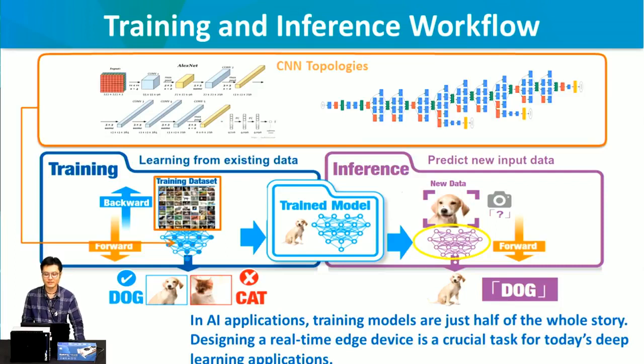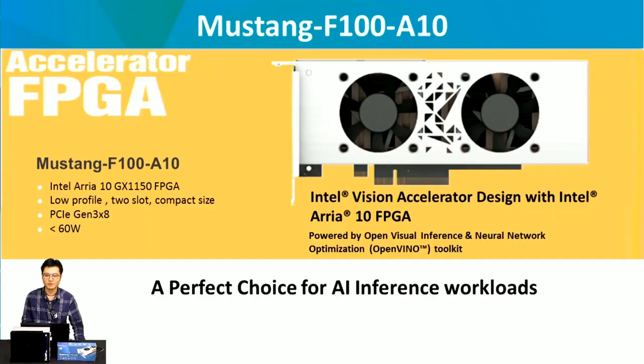Today, server-grade systems have done a very great job in the training process. However, how to design a real-time edge device is a critical task for today's deep learning applications. And that's why we will introduce the Mustang-F100-A10 acceleration card.